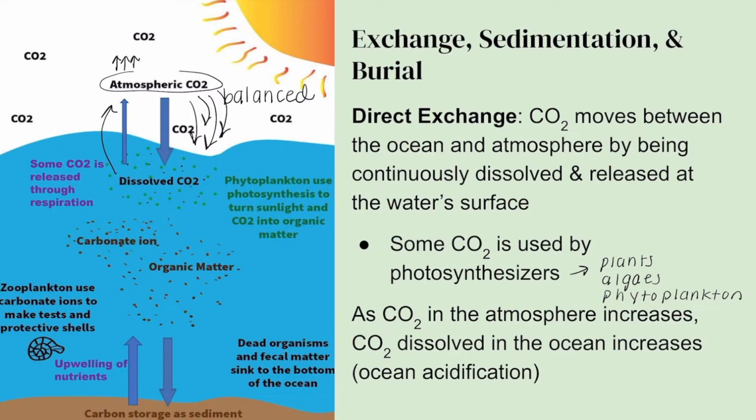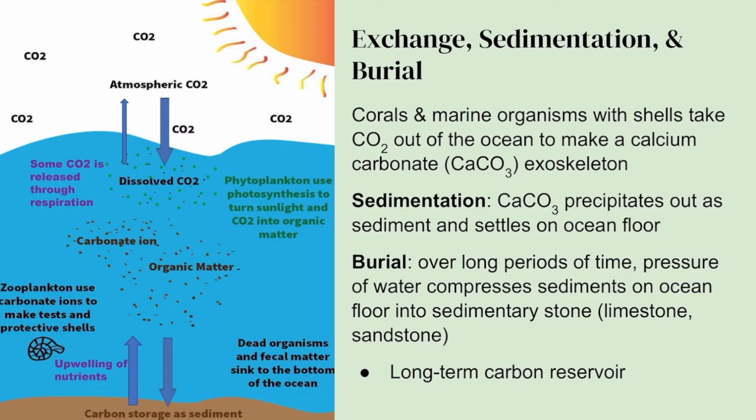Some other processes that occur in the ocean relating to carbon dioxide are sedimentation and burial. When we have dissolved CO2 in the ocean, some of that is also used by corals and other marine organisms that have shells. They take in that carbon dioxide and combine it with calcium, and they form calcium carbonate. Calcium carbonate is the primary component of their exoskeleton, so their shells, or in corals' case, that makes up their structures as well.